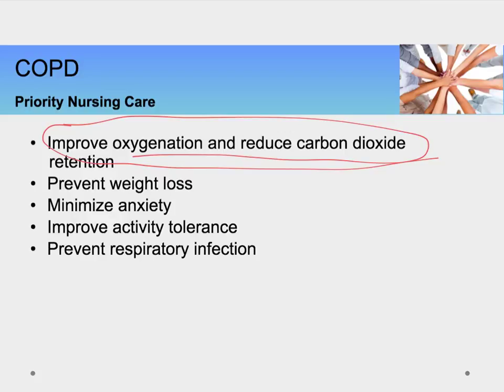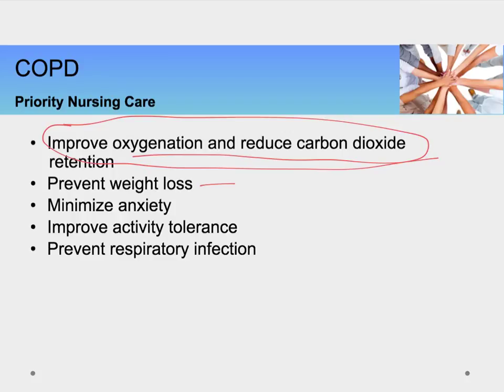Pursed-lip breathing. I think in the past few slides I spoke about how their respirations get very disorganized, and sometimes their exhalation starts at the same time their inhalation starts, so it's very unorganized. So pursed-lip breathing is a way to slow that down and make sure that they get improved oxygen and reduce their carbon dioxide retention.